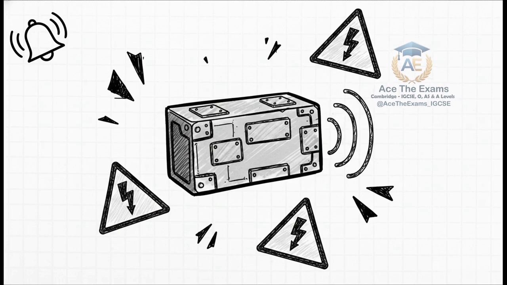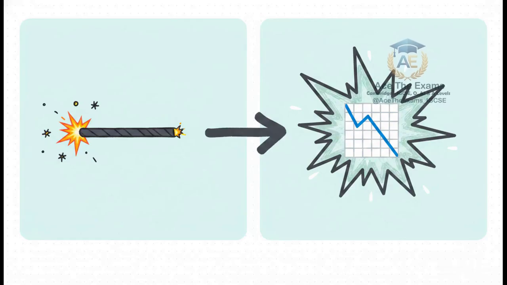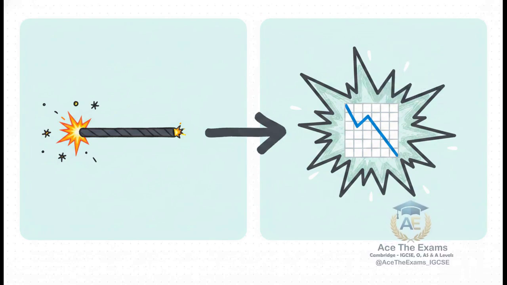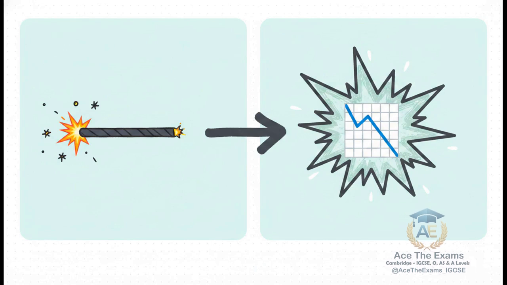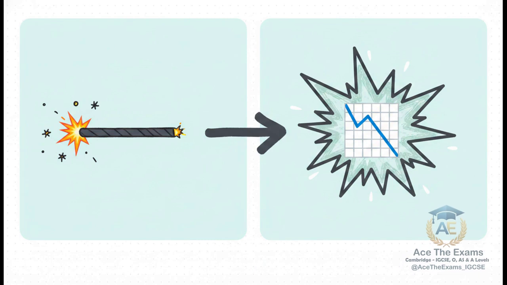Let's break down that first major mistake. Confusing cause and effect. This is huge. On the left, we have the cause. That is the trigger, the initial spark, or the reason an event happens. On the right, we have the effect, the outcome, the results, or the explosion. Failing to distinguish between these two completely ruins an analytical response.